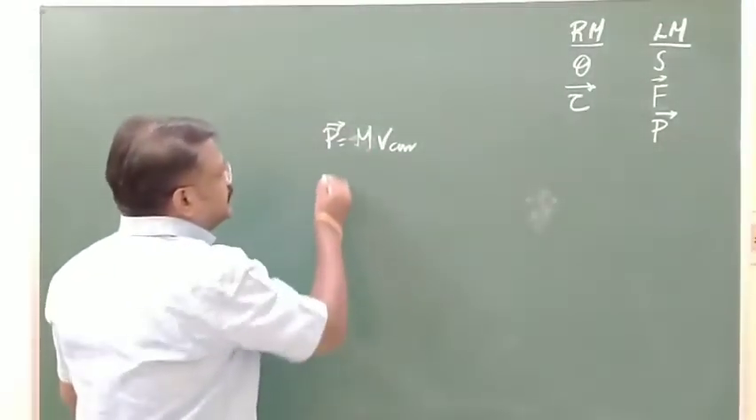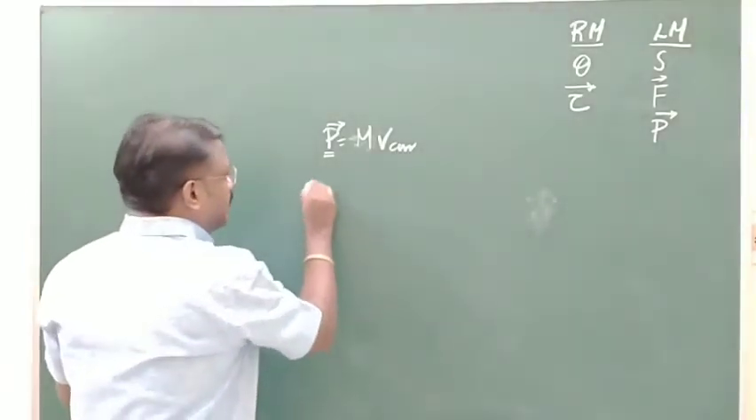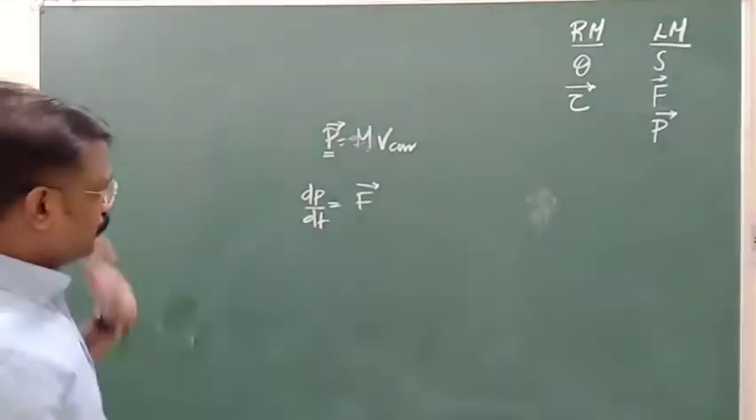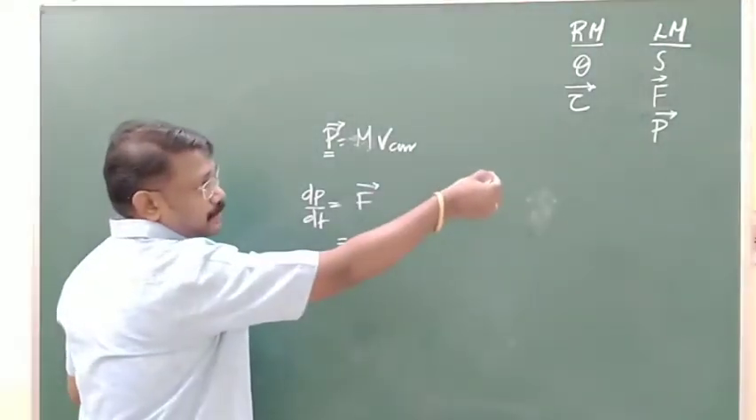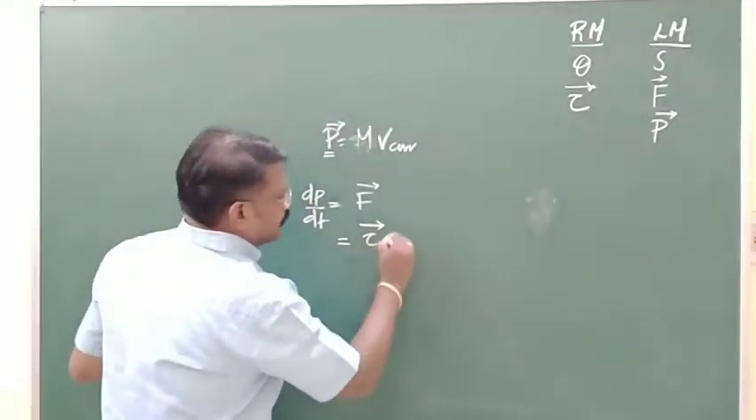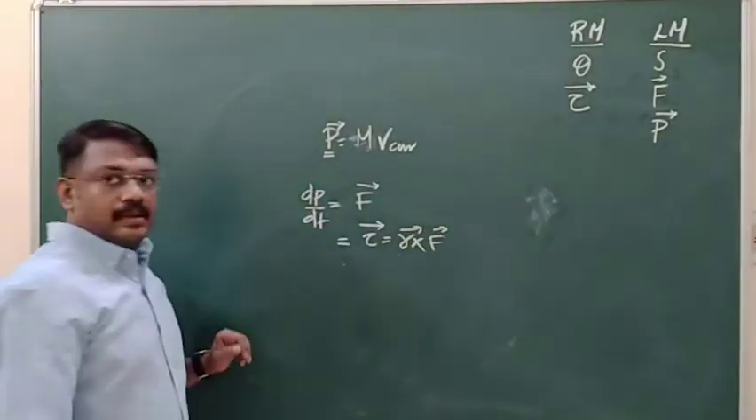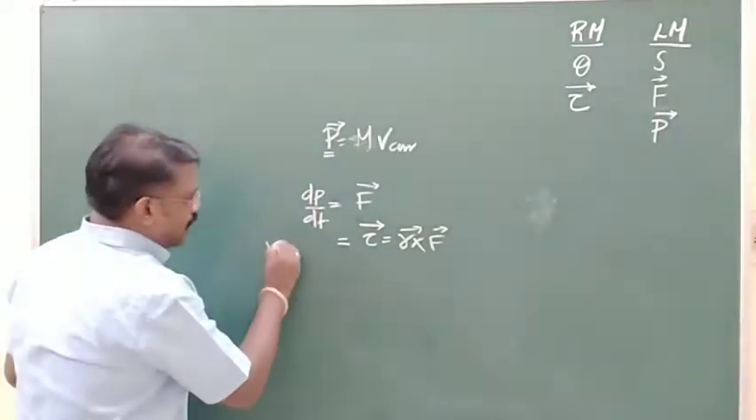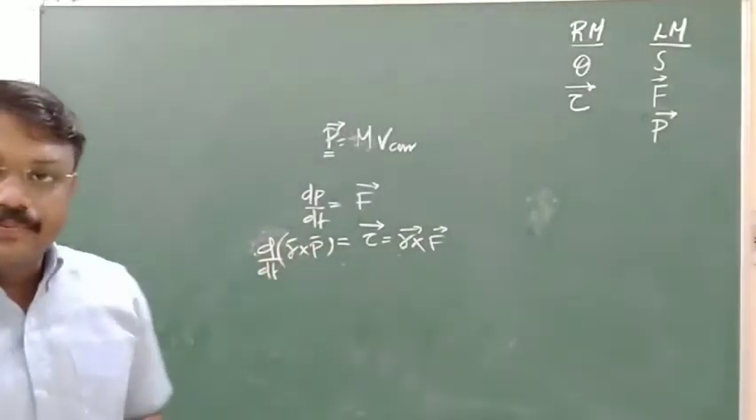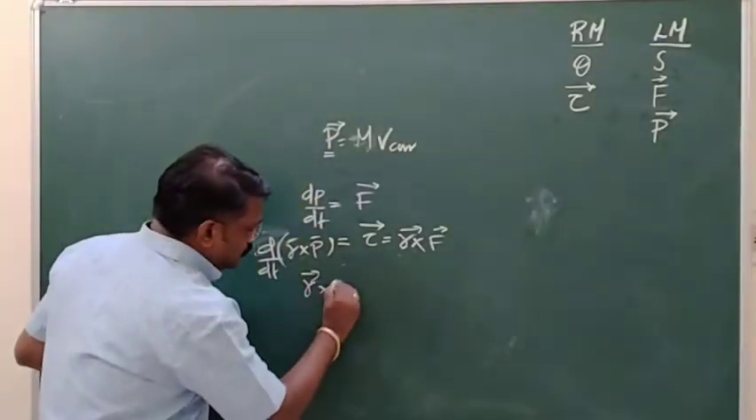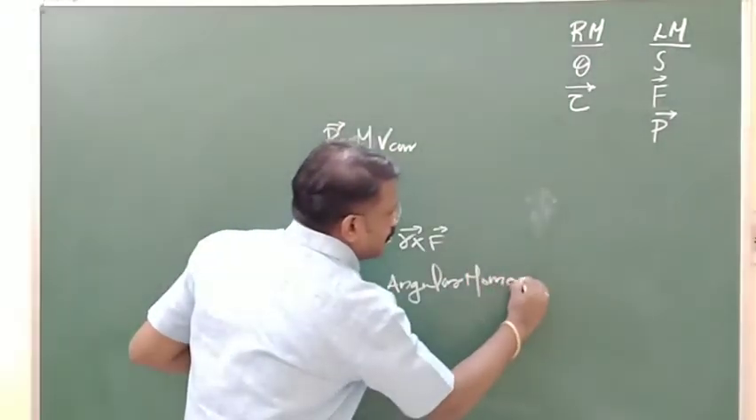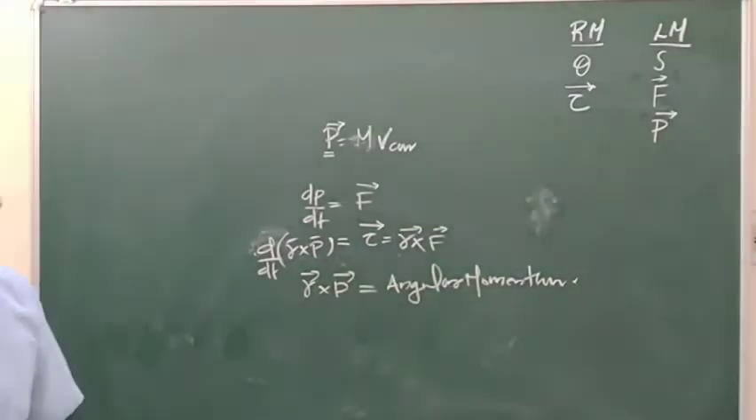Corresponding to rotational motion, in linear motion dP by dt is equal to F. Instead of F, here you have tau, and tau is equal to r cross F. By analogy, it can be d by dt of r cross P, where r cross P is known as angular momentum.